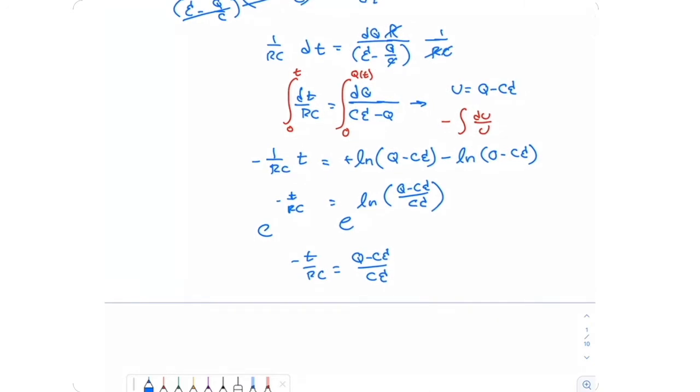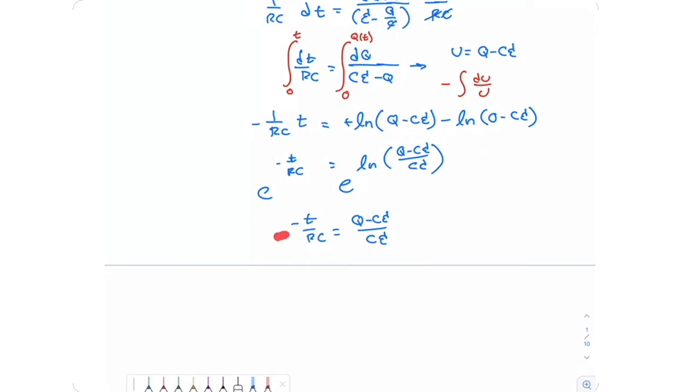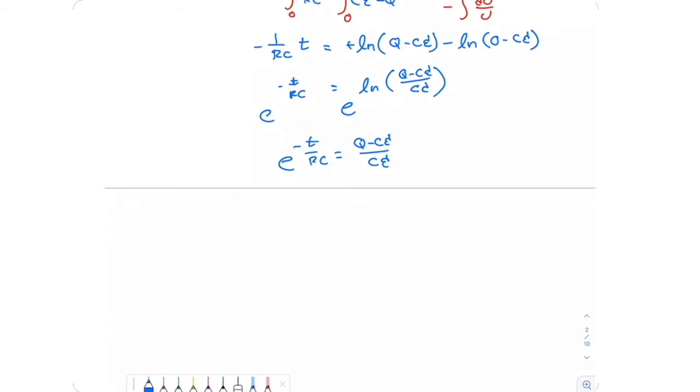Did I switch the Q and the CE? I changed the order and put a minus sign in. So I did switch it, but I added a minus sign to account for that. So that was this expression here. If I multiply both sides by CE, then I can write Q minus CE from the left equals CE times e to the minus t over RC. And finally, Q of t is equal to CE e to the minus t over RC plus CE.